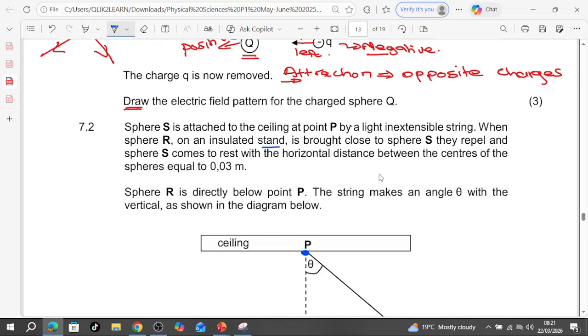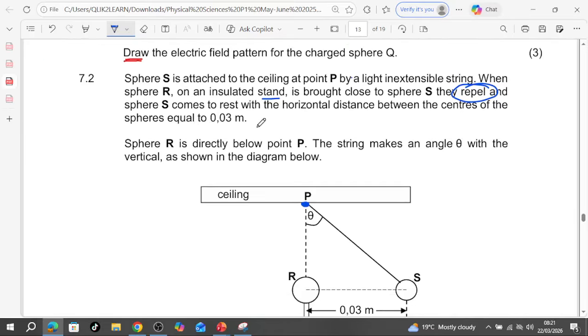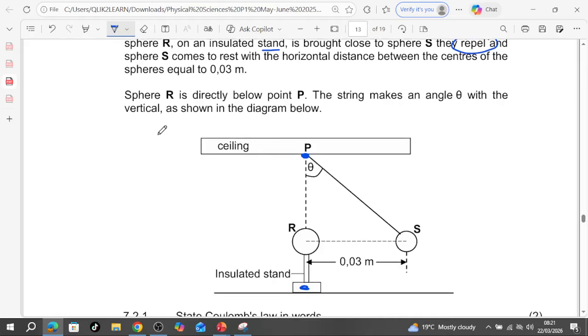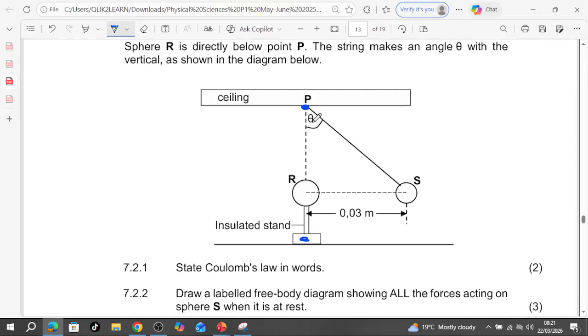Let me underline the word repel. Okay, so they repel and sphere X comes to rest with the horizontal distance between the center of the spheres being 0.3 meter. We can see that sphere R is directly below point P. The string makes an angle theta with the vertical as shown in the diagram.